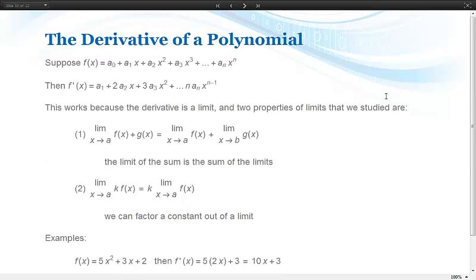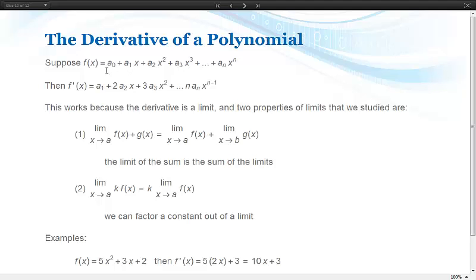Okay. So now we can move on to the derivative of a polynomial. A polynomial is in general a constant plus something times x plus something times x squared plus something times x cubed all the way down to something times x to the n for some particular n. It might stop at x to the 10th or x to the 50th or x to the 984th, whatever. They're all polynomials.